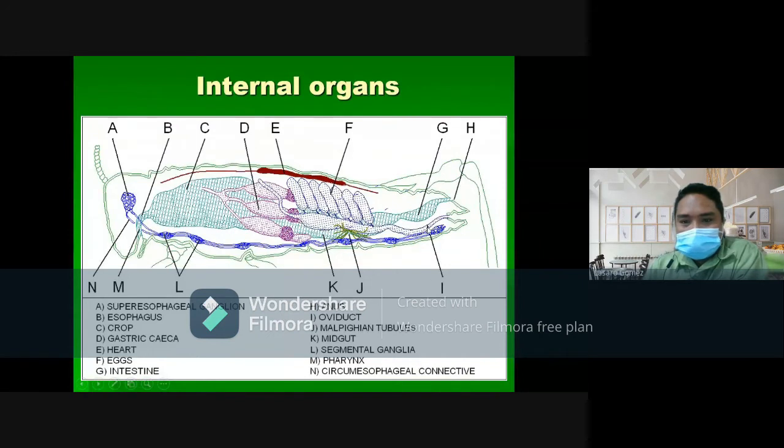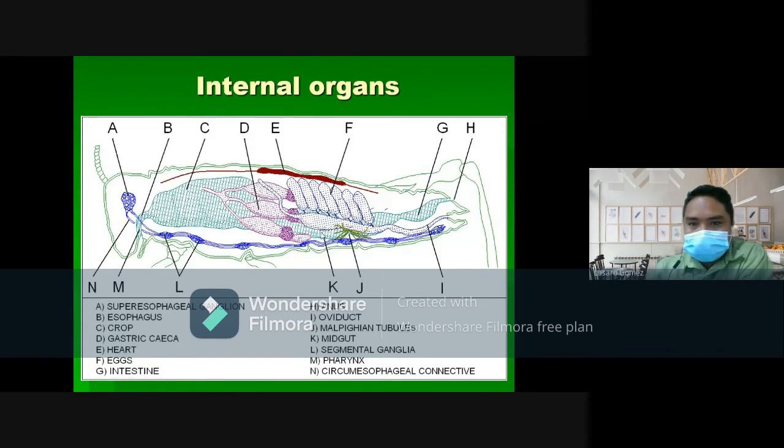Okay, this is what we call the oviduct, the insect's oviduct. It is attached to the female reproductive part, where the insect's eggs pass. This one is what we call the Malpighian tubules.